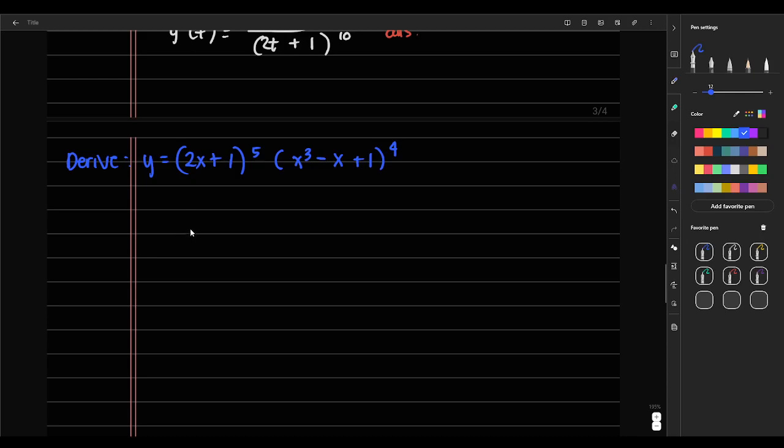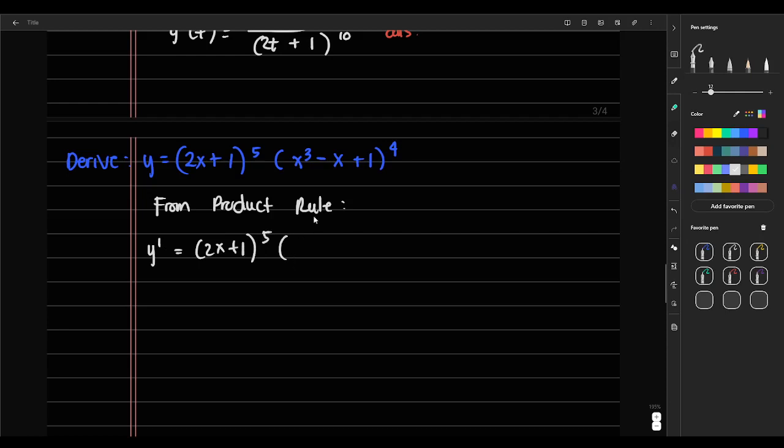So you have here a product of two equations, and much more, the equations are composite functions wherein each quantity has its own exponent, so we could not combine them because they have different exponents. So first and foremost, since this is a product of two equations, we will apply the product rule. From the product rule, that gives us y prime. So copy first 2x plus 1 raised to the power of 5.